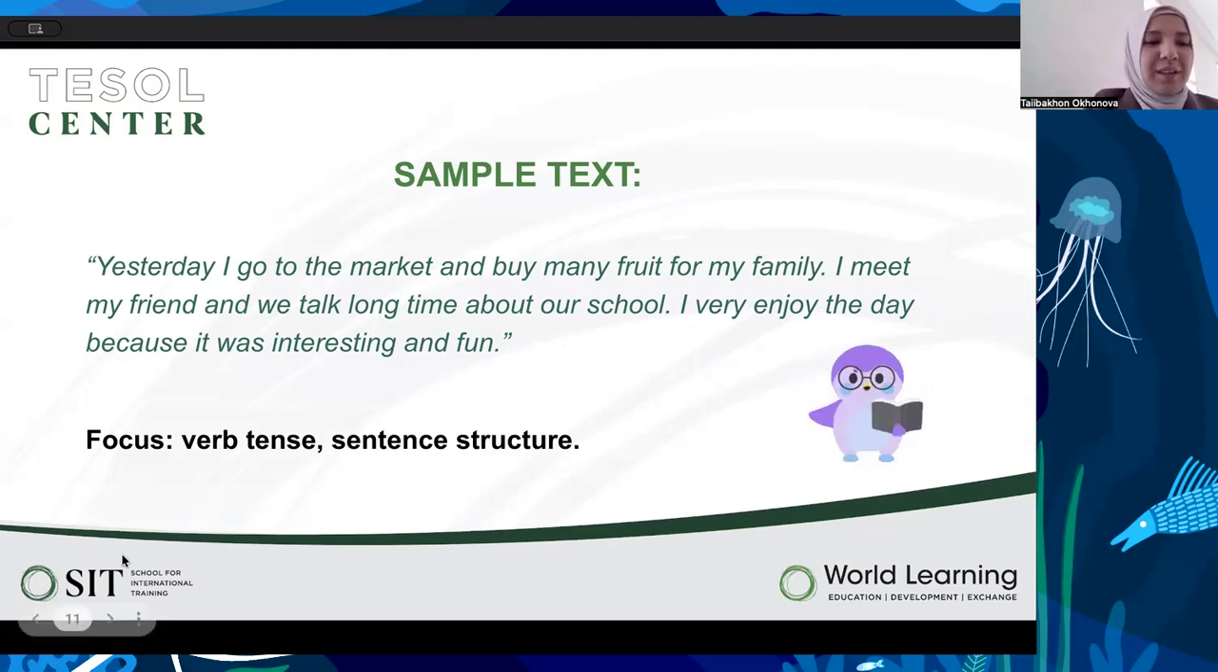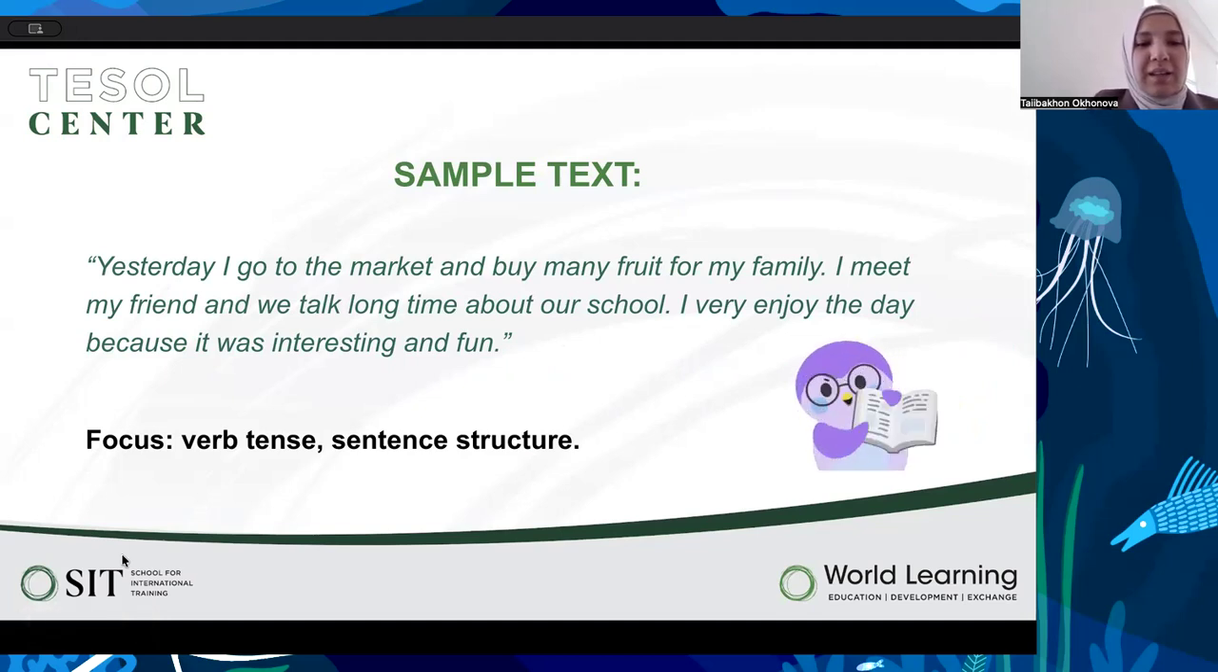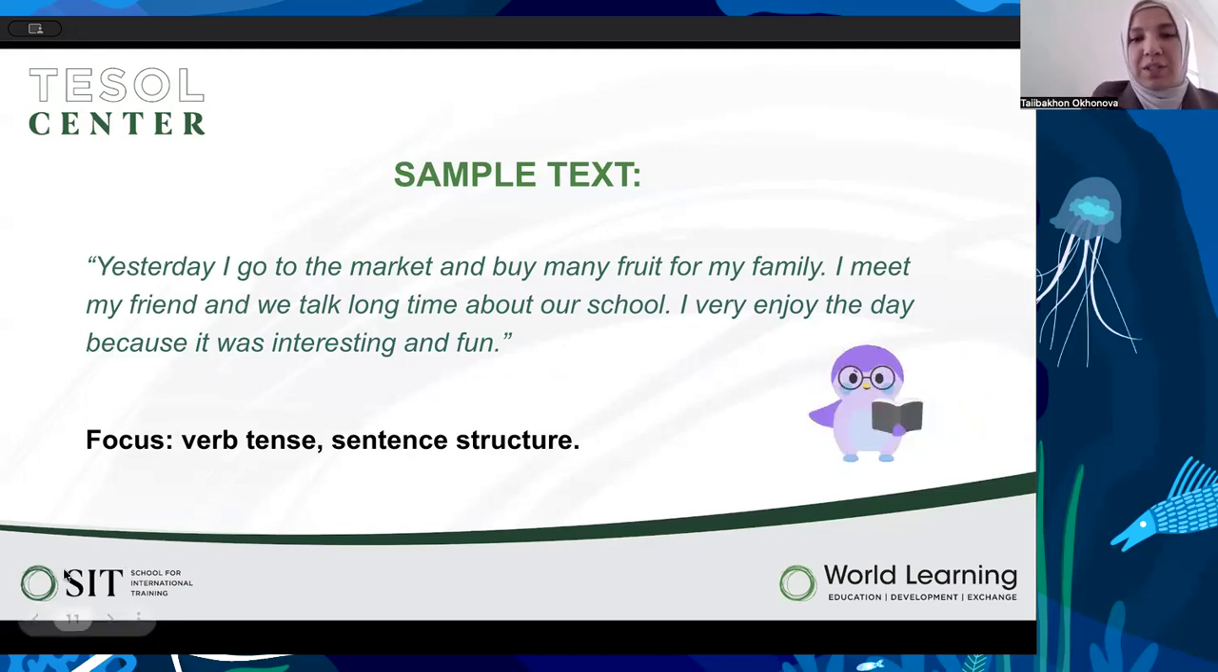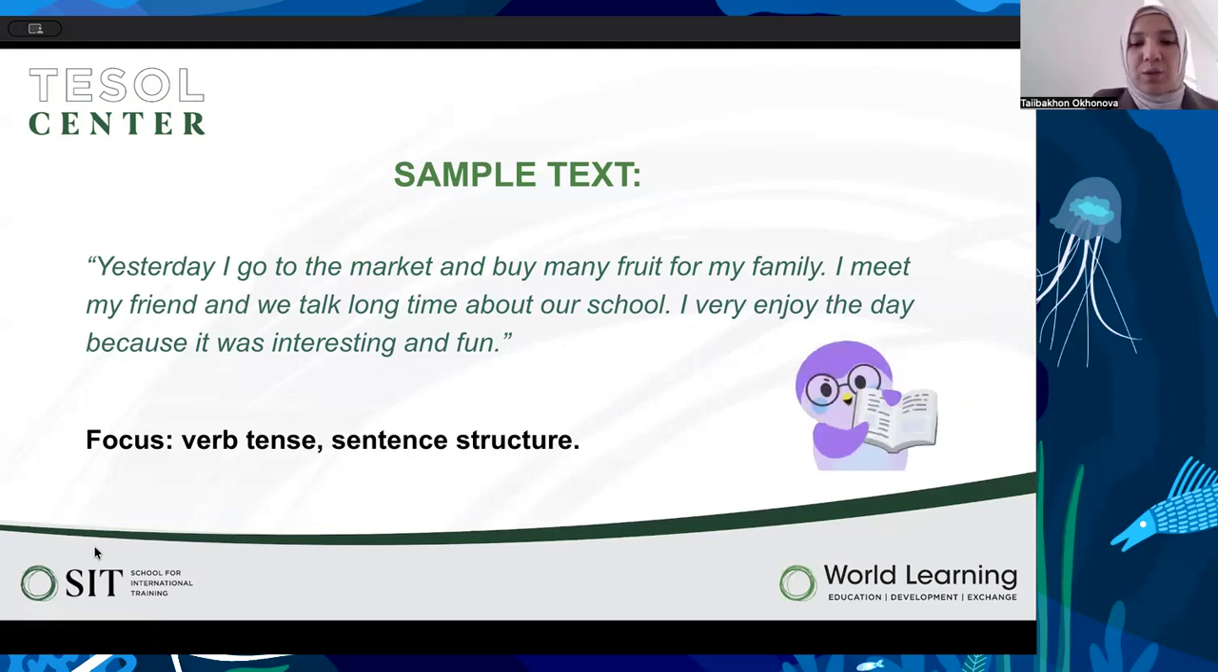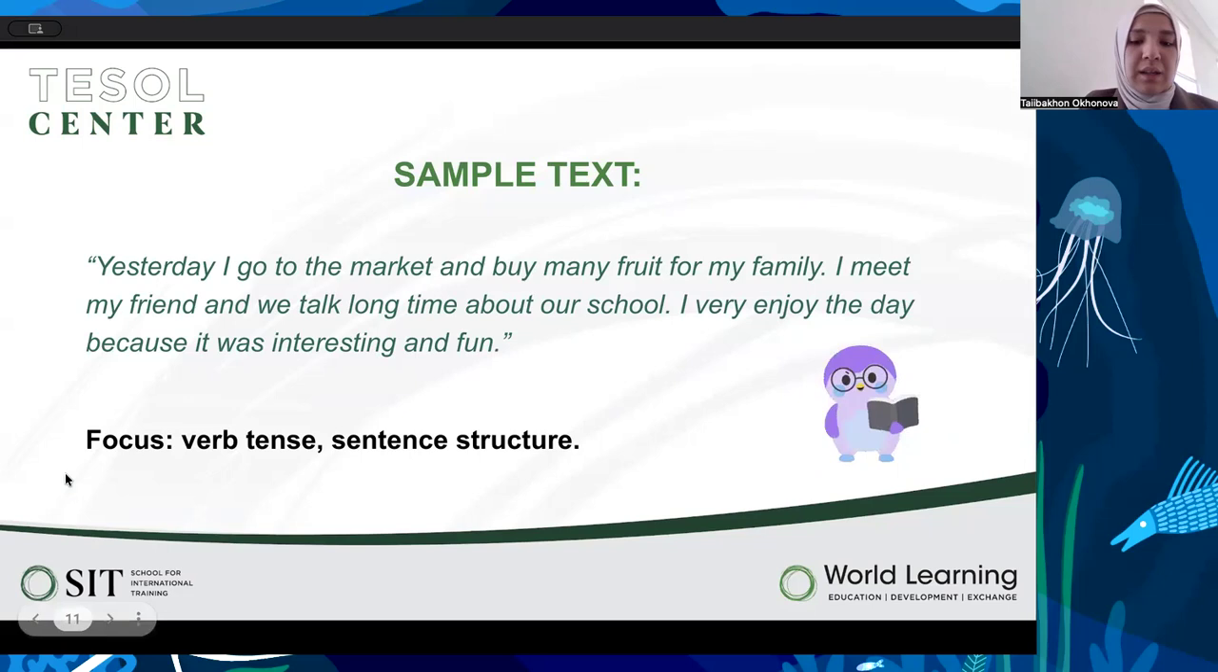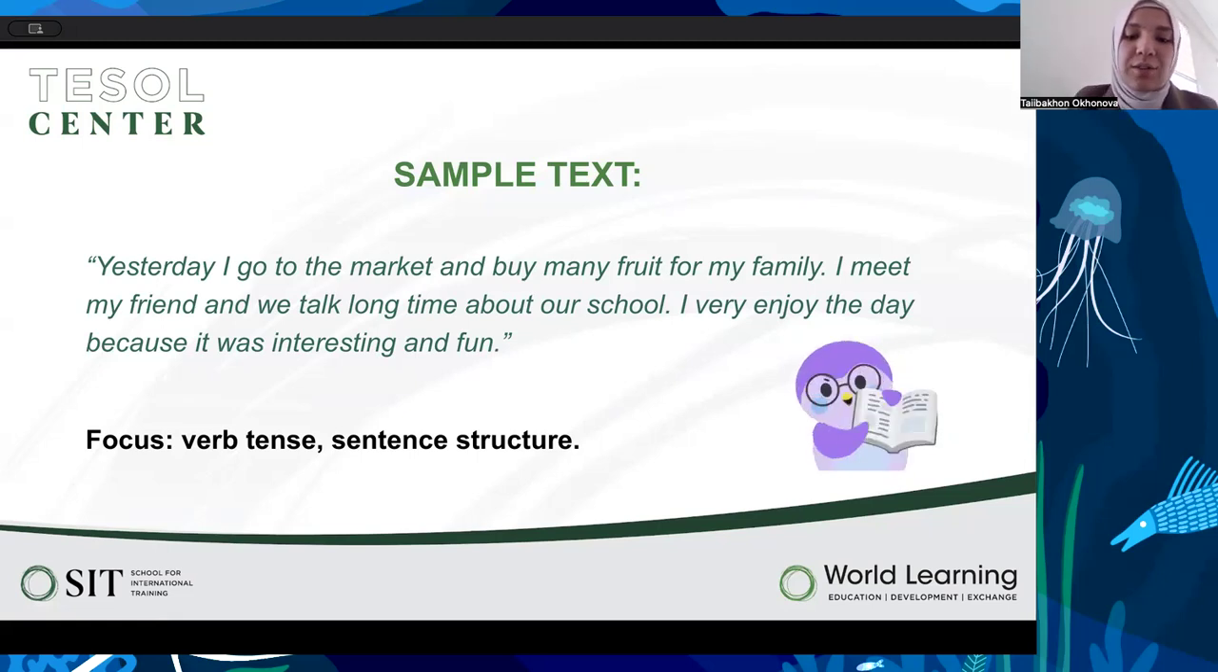Okay, to make feedback more effective, there are several important tips for teachers. First, as we mentioned many times already, do not correct every mistake. When students see too many corrections, they may feel confused or discouraged. Try to focus on the most important mistakes that relate to the lesson goal. The second is focus on the learning objective. For example, if your lesson is about past tense, give feedback mainly on verb forms. And the third is use simple and clear language in order to be understandable and clear for students.